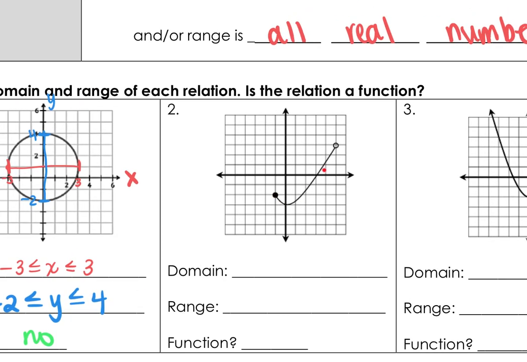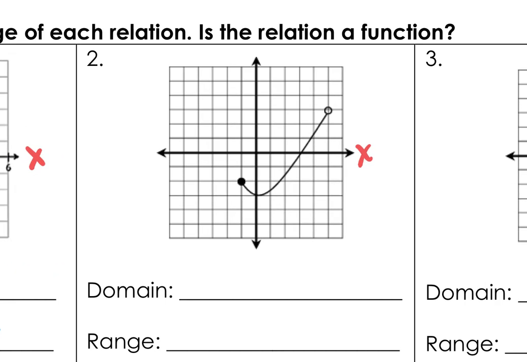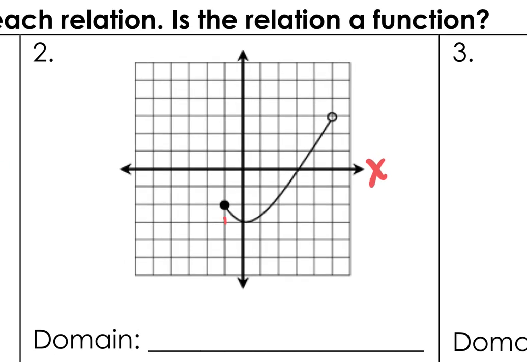Okay. Graph number 2. I call this like a Nike check. So the first thing we're going to do is domain. So domain is x's, so we're looking left and right. So the furthest left point on this graph is right here. And then the furthest right point is right here. So we've got this furthest left point. This is the farthest right point.